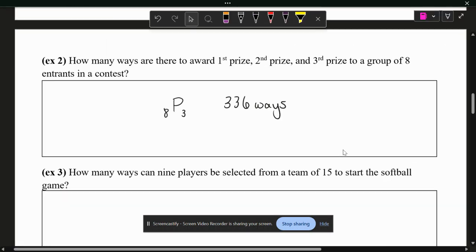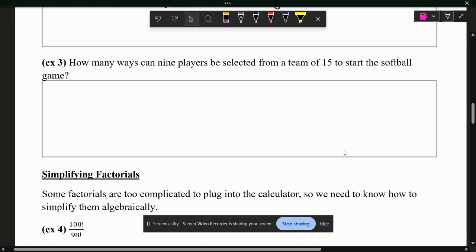All right, last example here. How many ways can 9 players be selected from a team of 15 to start the softball game? Permutation or combination? If you said combination, you are correct.